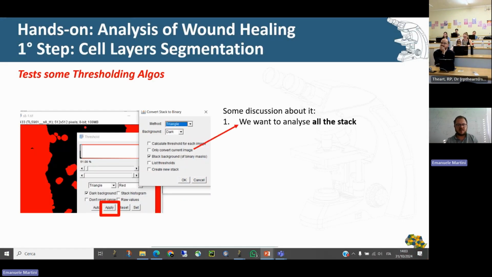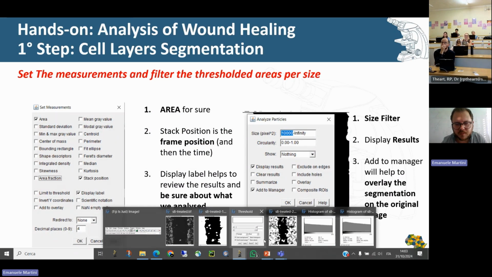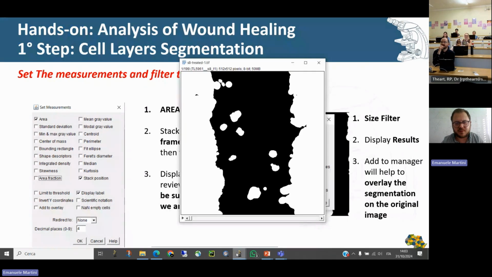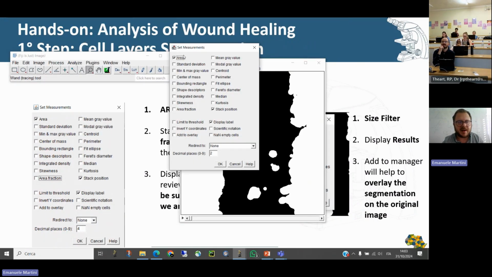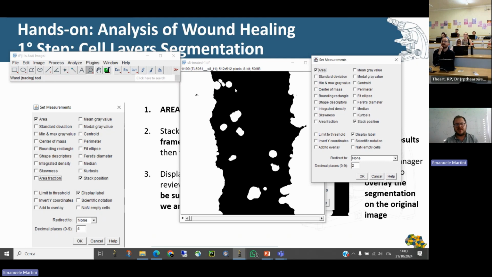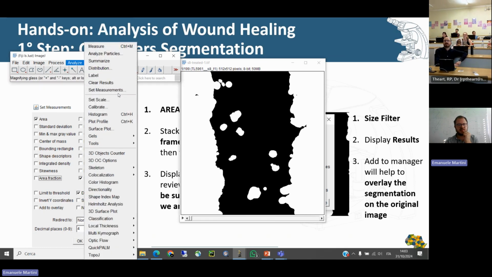Now we measure stuff, no? Okay, let me see if I reach the point. Okay, so of course to measure you have to first of all select what you want to measure. In this case we are interested in the area, the stack position, the time point, let's say, and the label. So it will tell you the name of your image. So be sure to put these ones, so area, stack position, and display label, in the set measurements. Set measurements is here, Analyze, Set Measurements.